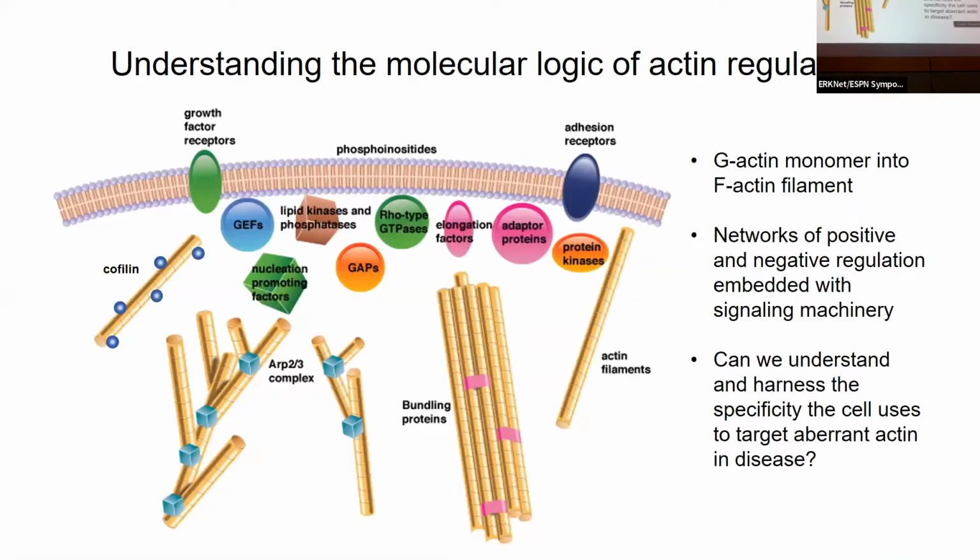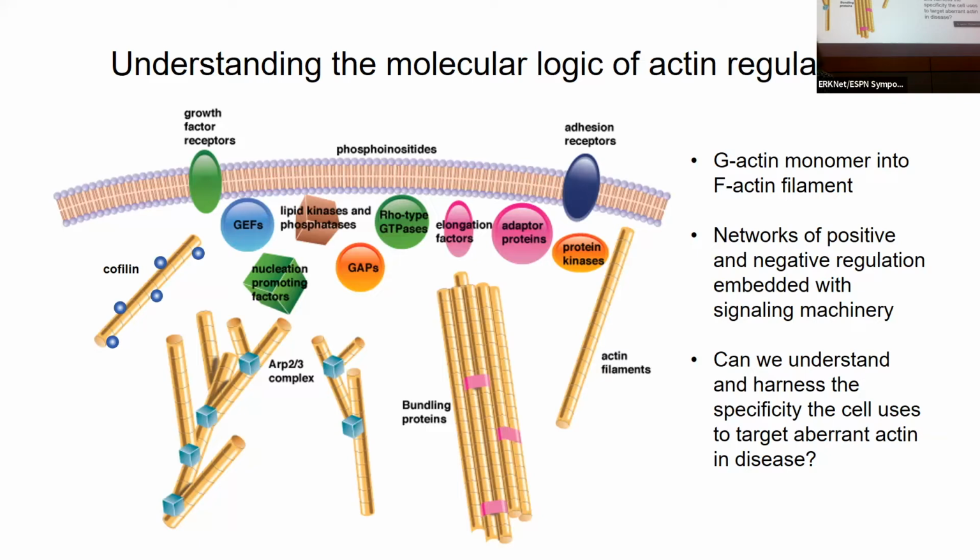So what I'm trying to do in my lab is to understand the molecular logic underlying actin regulation. And this problem exists because the actin monomer is a soluble monomeric protein in solution. And to actually become the actin cytoskeleton, the structure of filaments, that's the active process here, that's also the subject of regulation at many different steps.